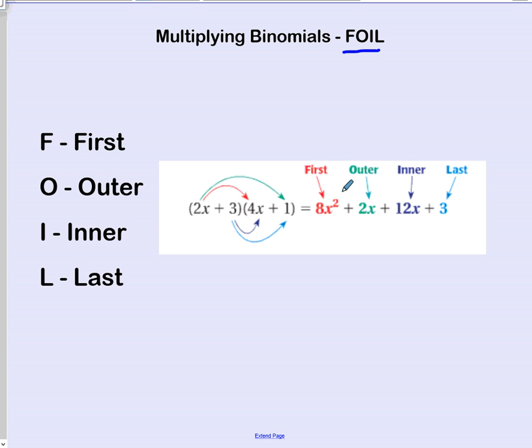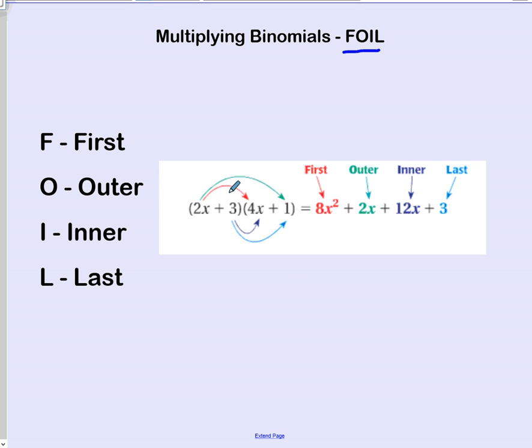It looks a little bit more complicated, but just trust me, it works. They are representing the first terms in red. So they're doing the first terms of both binomials. They're multiplying 2x times 4x, which gets us 8x squared, because 2 times 4 is 8, and x times x is x squared. Then we do our outer terms: 2x times 1, which would be 2x. And then our inner terms: 3 times 4x. And then my last, 3 times 1, which would get us 3.